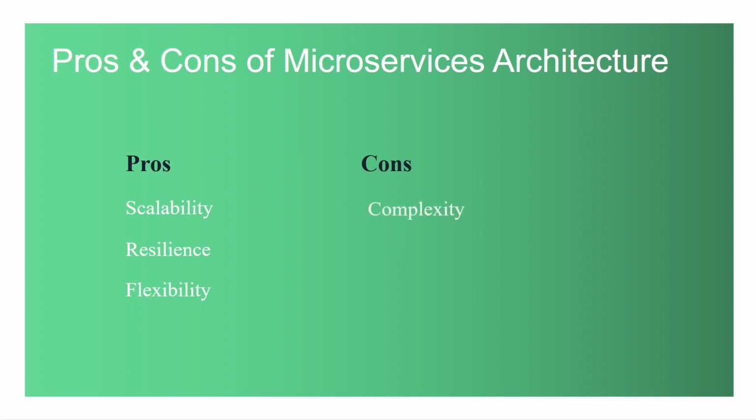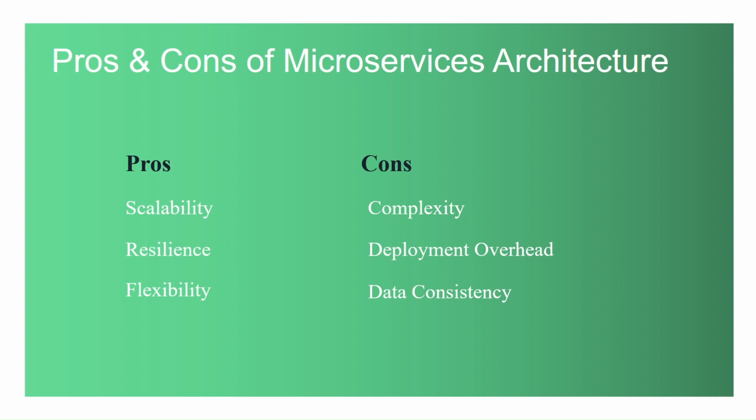First one is complexity. Managing multiple services can be challenging, especially when it comes to communication between them. Deployment overhead. You need robust DevOps practices to handle independent deployment and monitor distributed services. Data consistency. Maintaining data integrity across services requires careful design and often additional infrastructure.